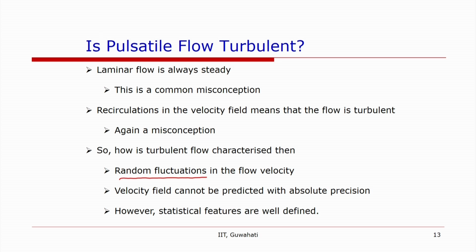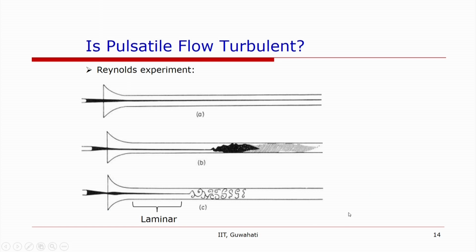So one cannot determine the velocity field in turbulent flows with absolute precision. However, there is an order in this randomness also, and the statistical features of the turbulent flow can be well defined. So, the question that we are trying to look at here is whether the pulsatile flow that we have is turbulent, or laminar, or something in between.